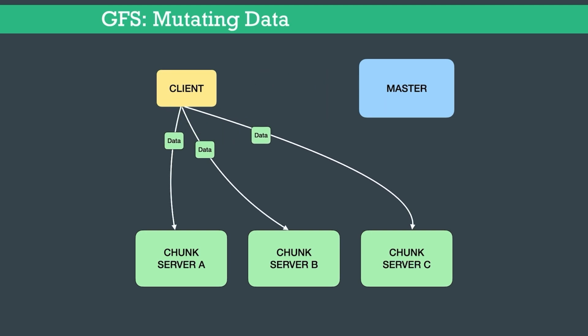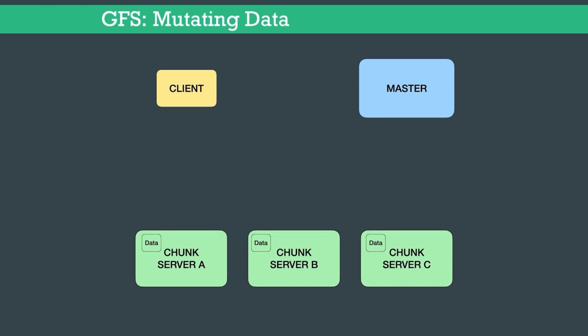Client then sends the data separately to chunk server A, then to B, and then to C. However, this has two big problems. The first problem is client bottleneck.